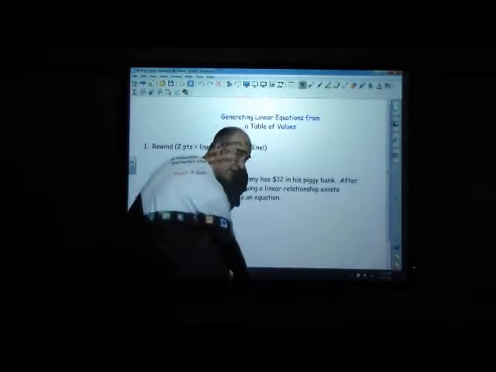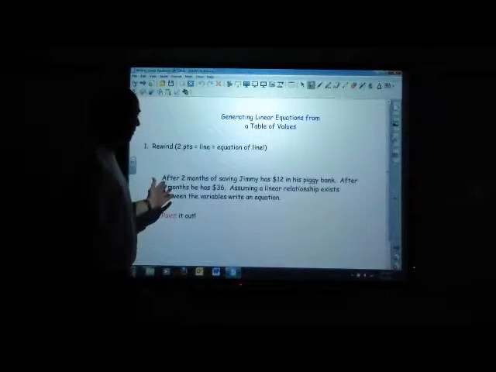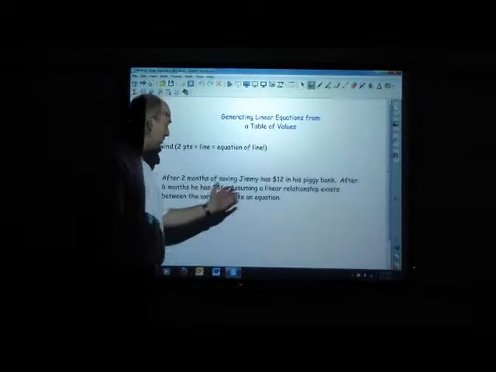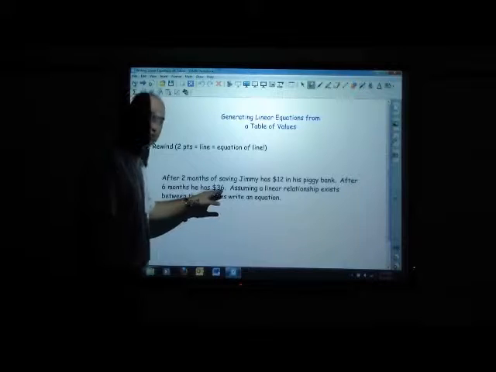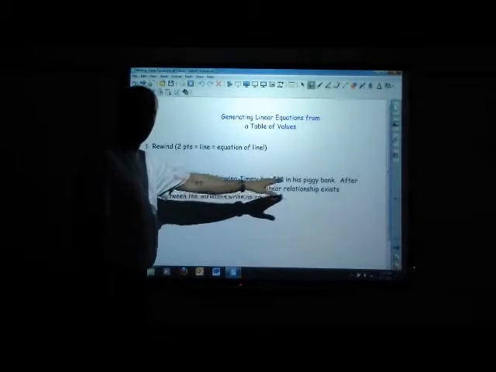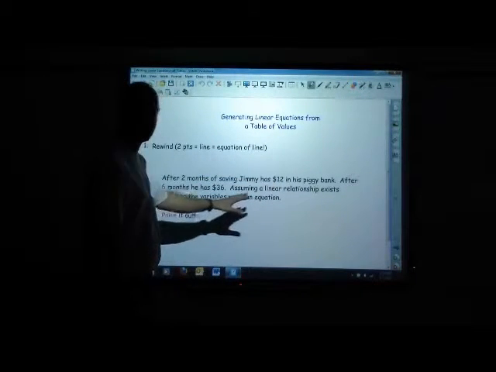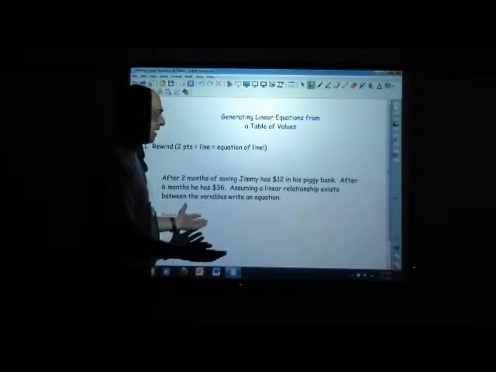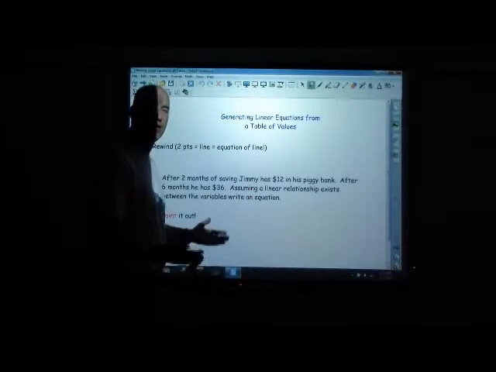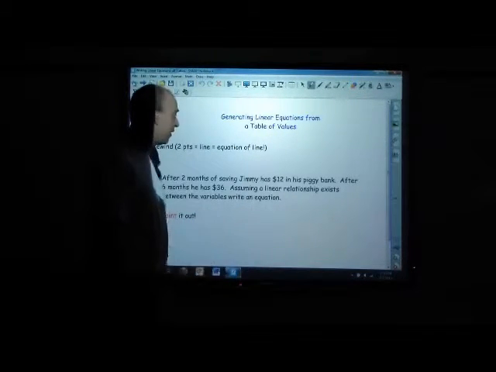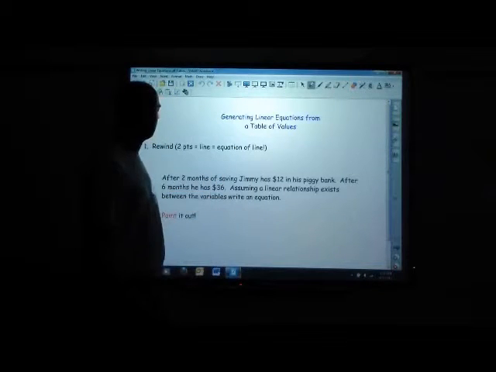So how does that work? Well, let's take an example. Here I've got a problem that says after 2 months of saving, Jimmy has $12 in his piggy bank. We're assuming Jimmy's a young guy. After 6 months, he has 36. Assume a linear relationship exists between the variables and write an equation. This is the kind of problem you could see on the MCA graduation part of that test. So I'm actually given 2 points of information.